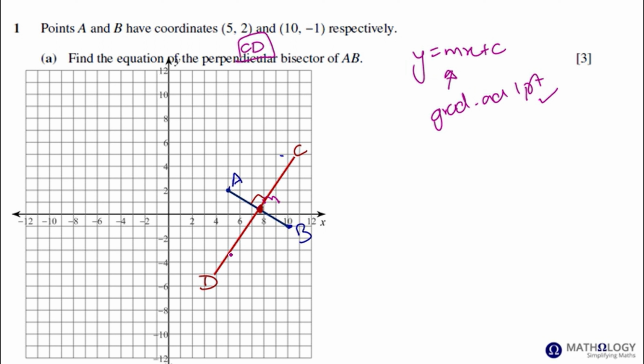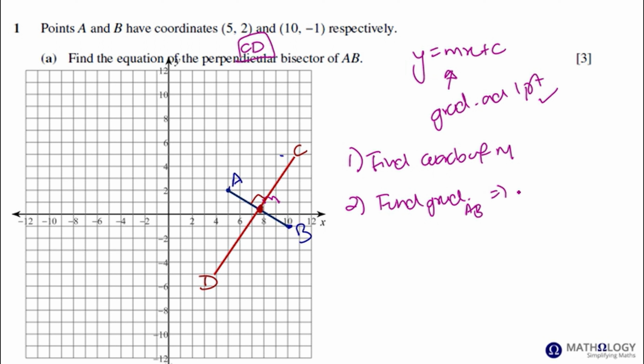To find the gradient of CD, we're going to first determine the gradient of AB. Because AB and CD are perpendicular to each other, the product of their gradients is -1. So the first thing we're going to do is find the coordinates of M using the midpoint formula, and then secondly, we're going to find the gradient of AB, which will allow us to deduce the gradient of CD.